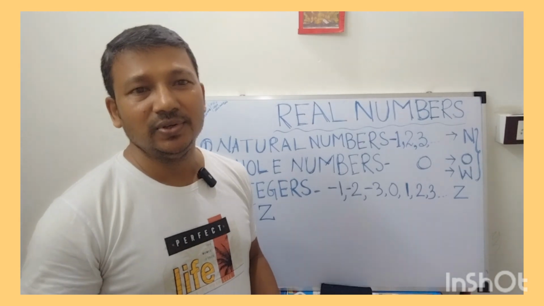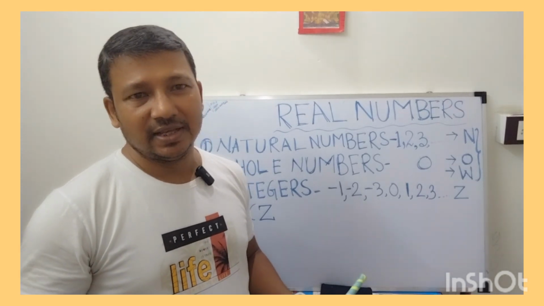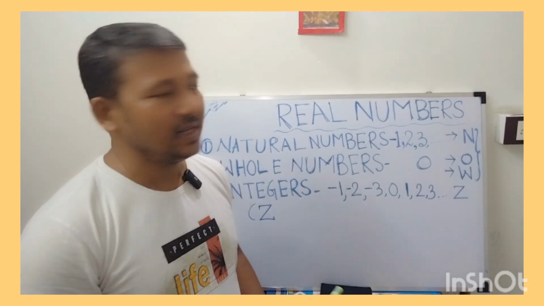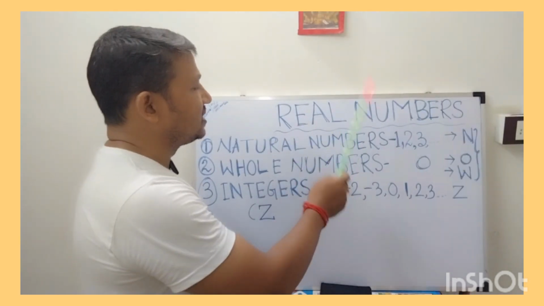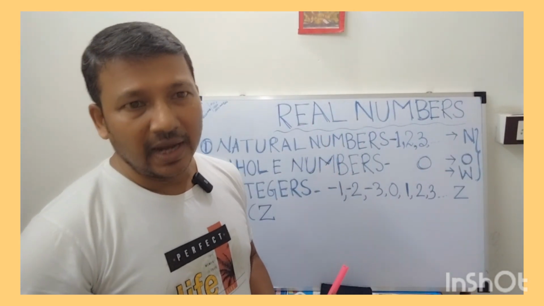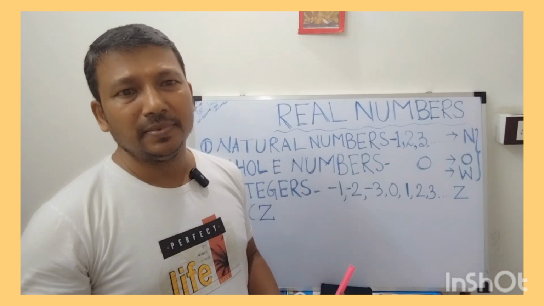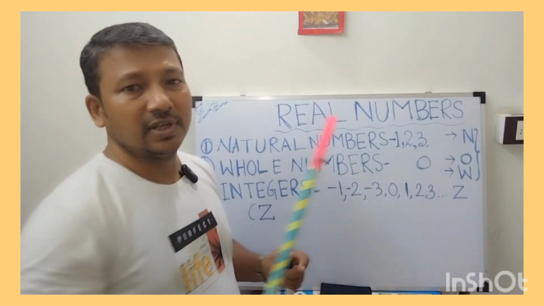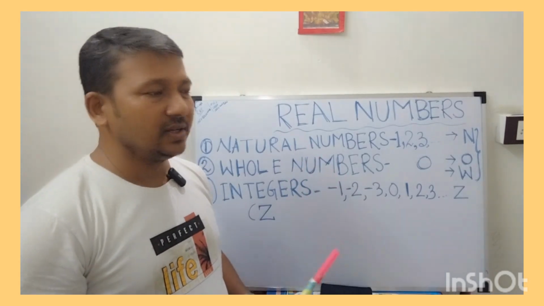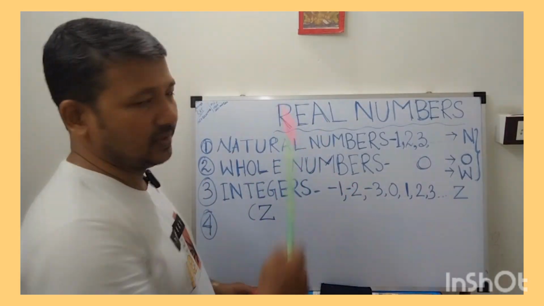Today we are going to discuss a mathematics chapter, and the name of the chapter is real numbers. Some categories of numbers make the real numbers family. So first we have to understand what natural numbers are.